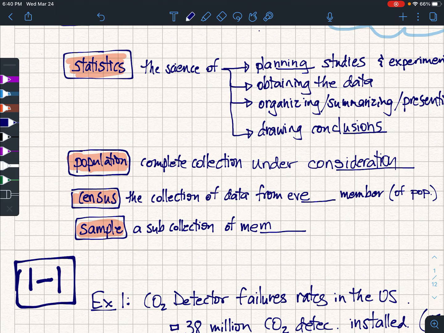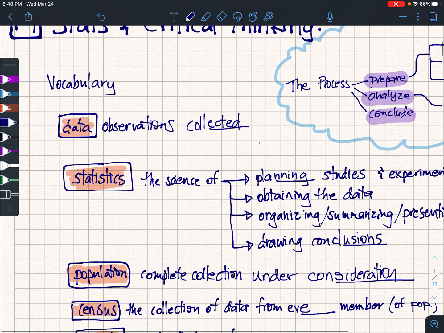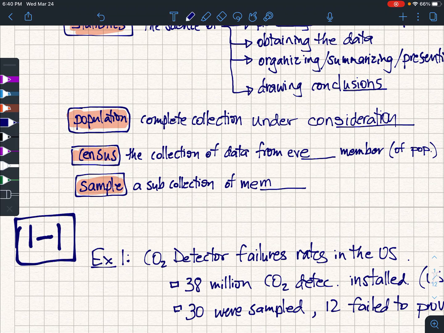And in terms of how we look at that population, we have basically 2 options to gather our data or observations from that. We can, number 1, do a census, collect data from every member of the population, and that is tedious and expensive. Or we can do a sample, a sub-collection of the members. And this is the more popular one. It's the one that we tend to use just because it's less expensive.